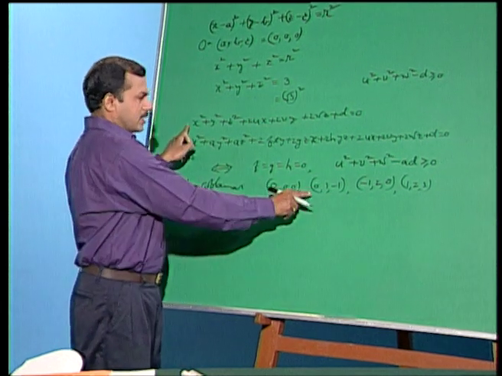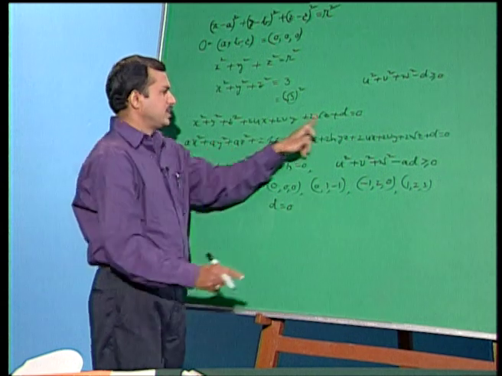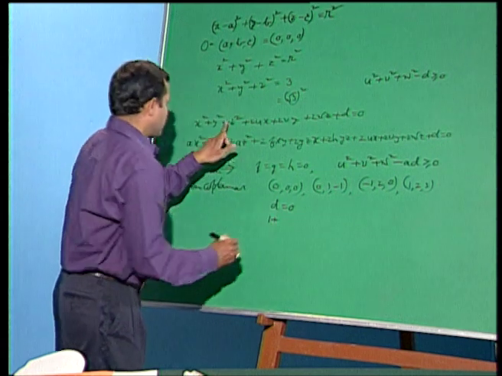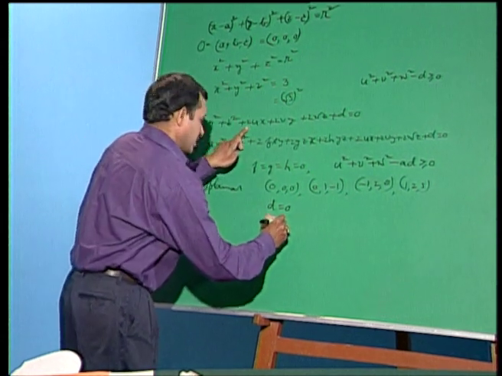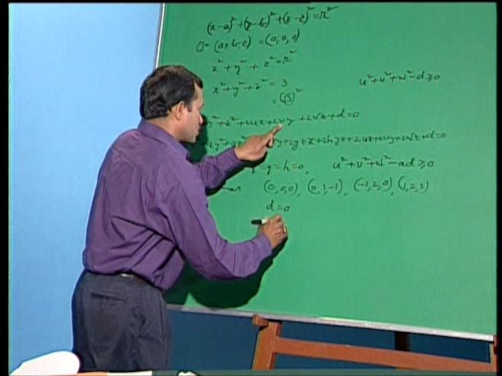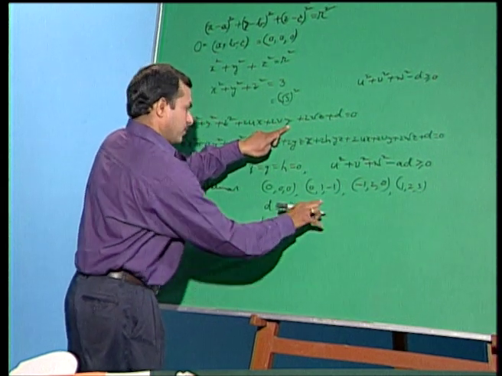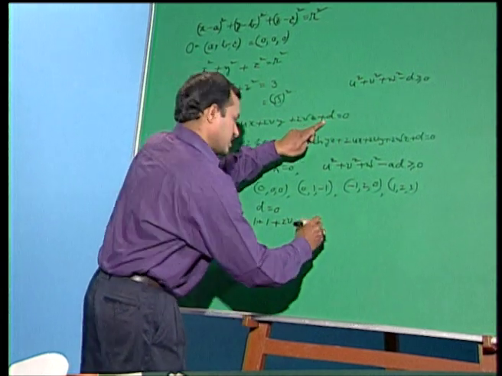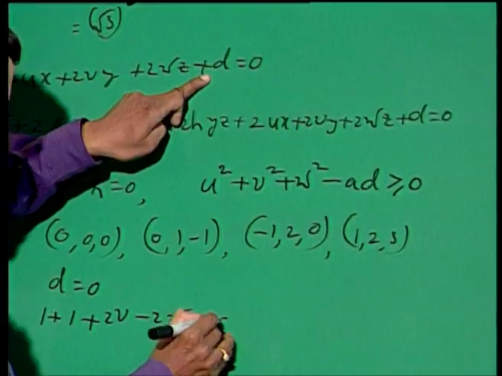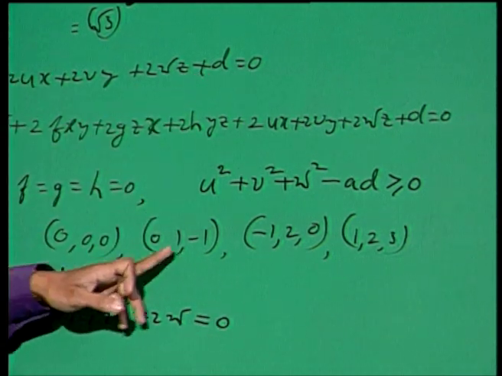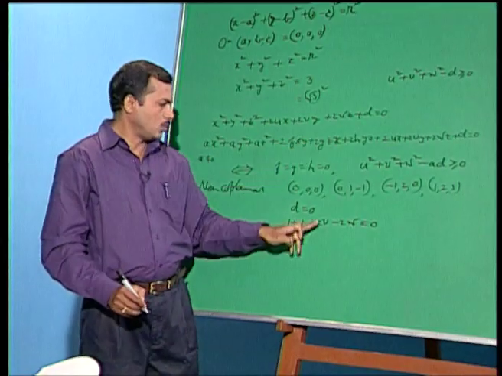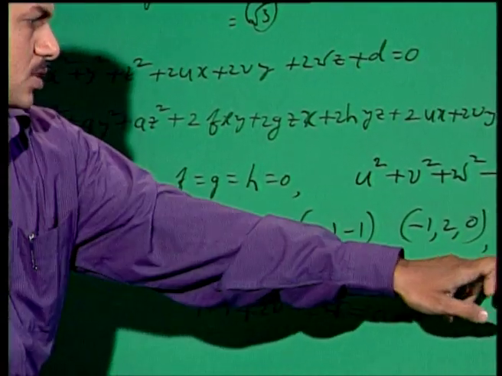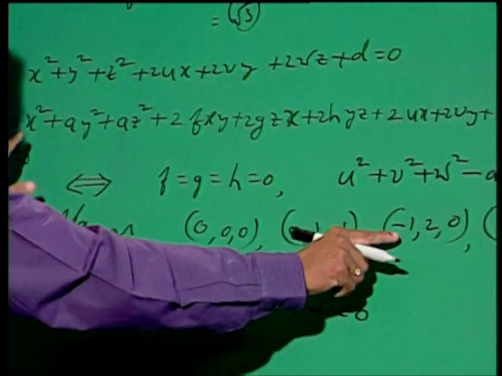So, substitute x equal to 0, y equal to 1, z equal to −1 in this equation. Correspondingly we get 1², that is 1, plus (−1)², that is 1, plus 2u into 0 is 0, plus 2v into 1 is 2v, plus 2w into −1 is −2w, plus d is 0. So, it is 0. When we substitute 0, 1, −1 for x, y, z respectively in this equation, we get this condition on u, v, w.